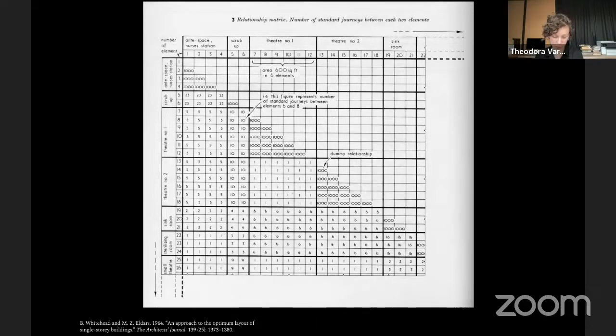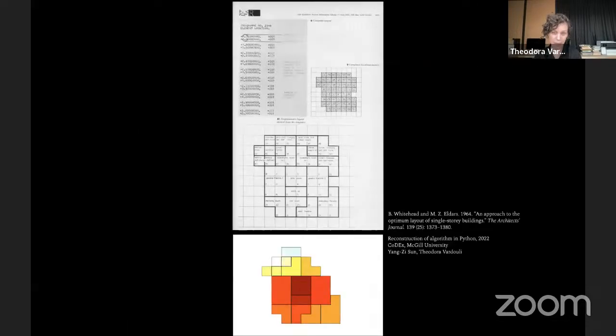Then this diagram was populated with information about each activity's dimensions, the actual floor area that it required, which was calculated as multiples of 10 feet by 10 feet modules or elements, units of floor area. Using this, Whitehead and Elders produced what they called the relationships matrix, which was a square grid of cells with each cell corresponding to one element. And each grid cell also had a unique store number in the computer memory. The algorithm assigned activities to grid cells based on the principle of keeping close to each other the activities connected with the largest number of trips.